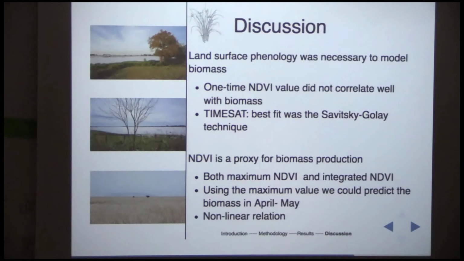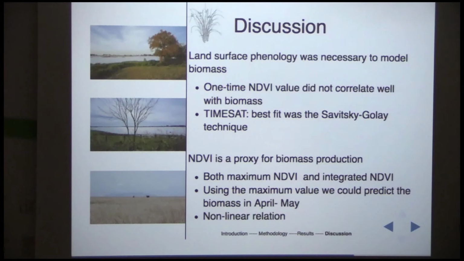I enter in the discussion section. Here I will emphasize some of the most important things that we see in the results. I think that it's very important, the idea that the process of modeling the phenological curve was necessary, because if we didn't do this step, we would not find any correlation between the NDVI and the biomass production. Also important to mention that the Slavinsky-Golay technique is the one that works better for us.